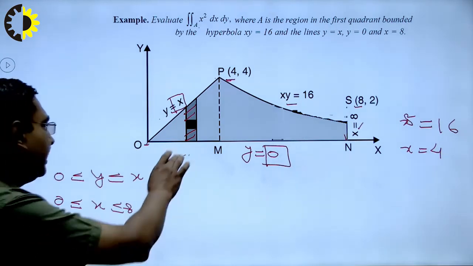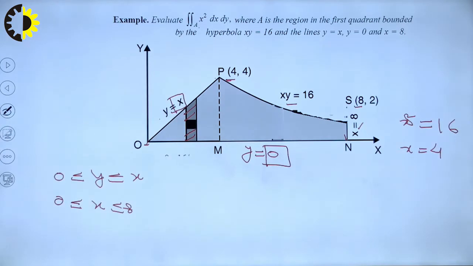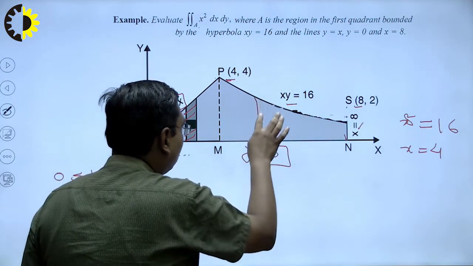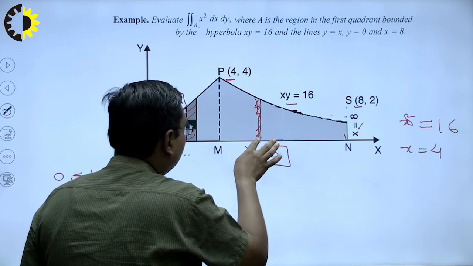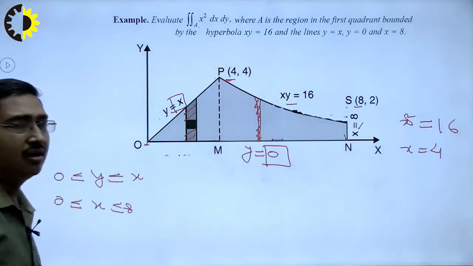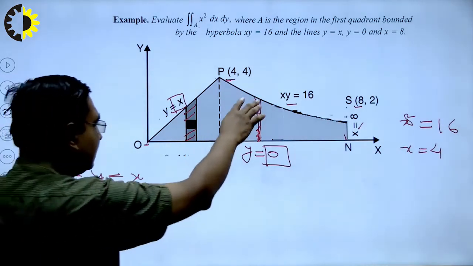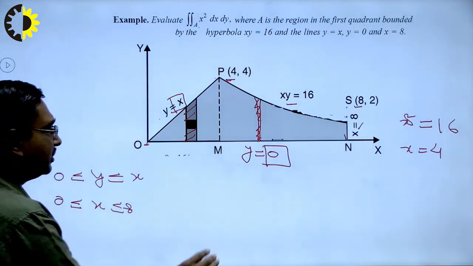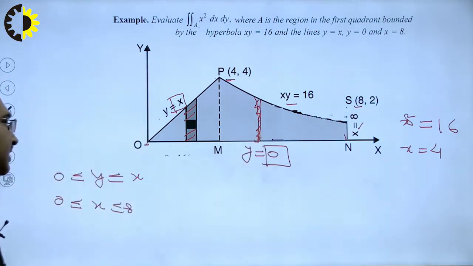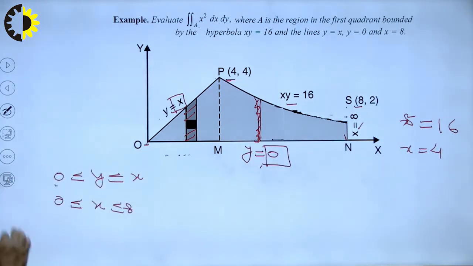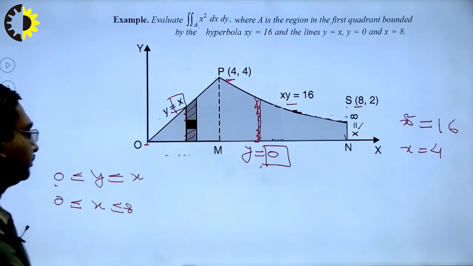suppose I have drawn a strip here, because the elementary strip can be drawn anywhere in the region, so we are free to draw the elementary strip here. Now suppose the elementary strip is drawn here, then from this slice if I calculate the limits of y and x, we observe that the lowest point of the slice again lies on the line y equal to 0. So the lower limit of y will remain 0.